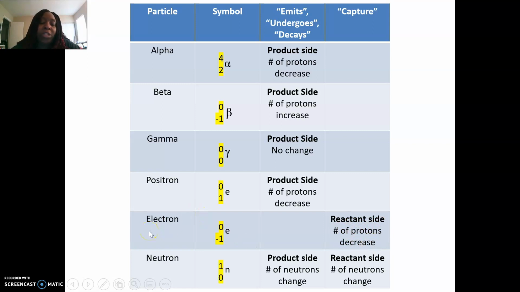And then last but not least, we have neutrons. Remember, neutrons have no charge, so it's going to be 0 under charge because it won't contribute to charge. But it does contribute to the mass, so that's going to be a 1. If you see emits, undergoes, decays, that means it's going to be on the product side. That means that the number of neutrons is obviously going to change. And then on the reactant side, you're going to see something like captured, and the number of neutrons, once again, is going to change. So the reason why I left those kind of vague for right now is because you have a whole worksheet to go through. And hopefully by the end of that, you will be an expert in how to write these equations.